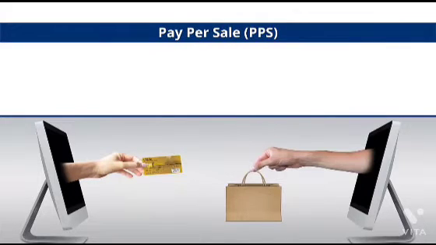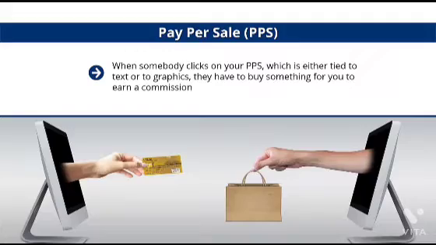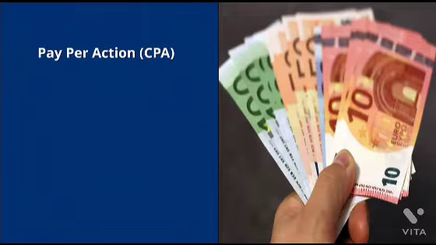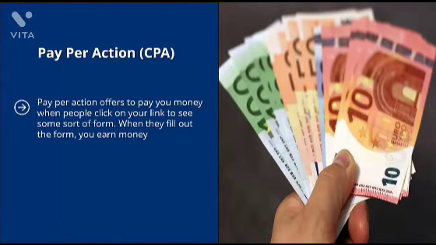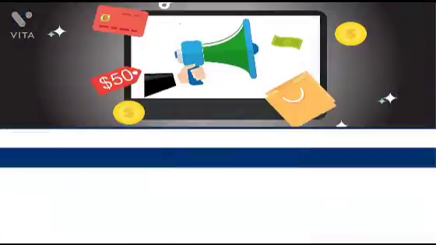Pay-per-sale, PPS. When somebody clicks on your PPS, which is either tied to text or to graphics, they have to buy something for you to earn a commission. Pay-per-action, CPA. Pay-per-action offers pay you money when people click on your link to see some sort of form. When they fill out the form, you earn money. Pretty straightforward, right? CPA involves less friction to the user. Oftentimes, people just need to enter their email address for you to make 20 cents to up to $1. Not too bad.